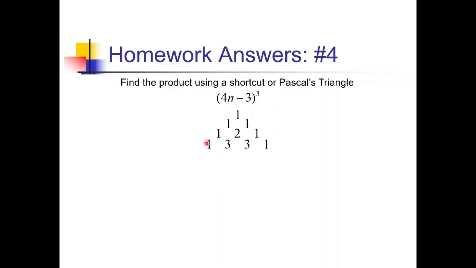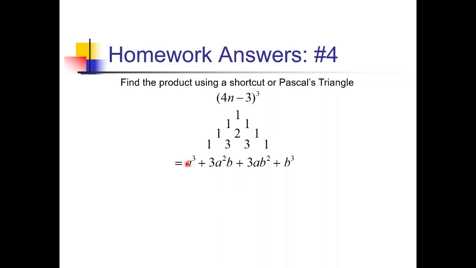So this one is really 1, a to the third, b to the 0, which I don't have to write. This 3 now is going to be a plus 3, a to the second, b to the first. Then we have a plus 3, a to the first, b to the second. And finally, this one is just 1, a to the 0, which we don't really care about, b to the third. So in this context, a is this 4n, and b is the negative 3.